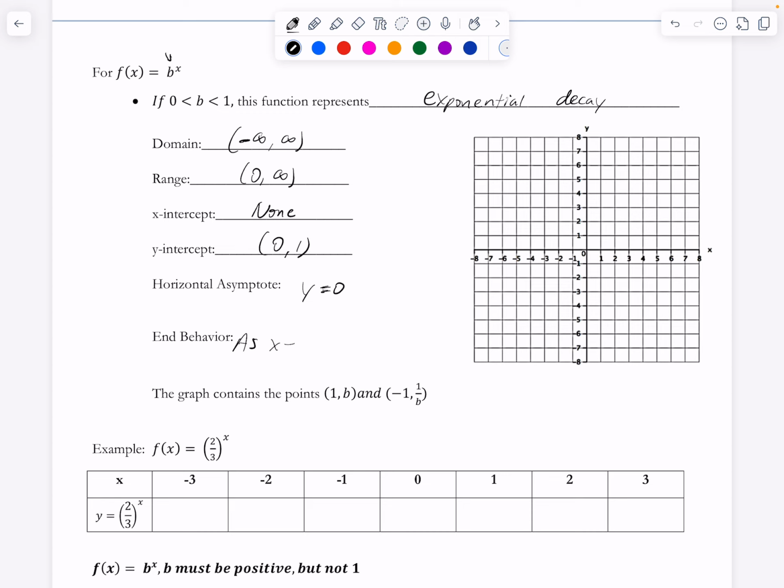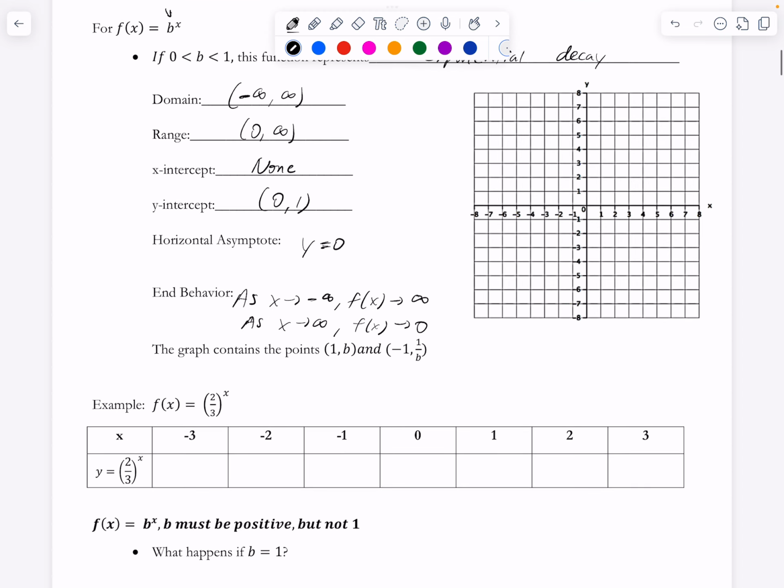But this time the end behavior is a little bit different. As we move to the left forever, now our function is going to be moving towards infinity. And as we move to the right forever, the function is going to approach 0. I don't know why I put 0 there earlier, so I apologize for that one. Now we can do this parent function with a base of 2/3.